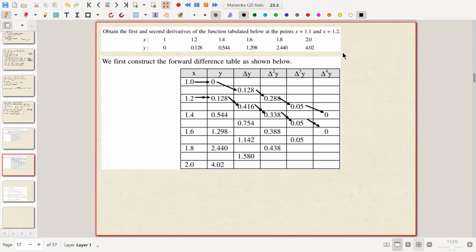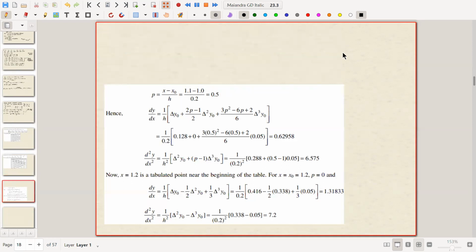So again, constructing the forward difference table, I will leave it to you why we are showing these arrows. You communicate it to me next class. At 1.1, they are just applying this: dy by dx is 1 by h. This formula we have seen, right? Instead of p, I think we used u. And we just applied the formula.